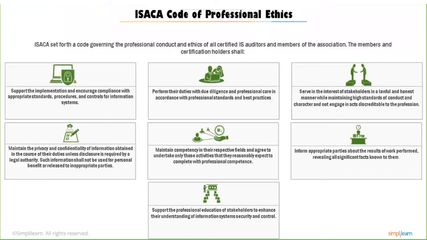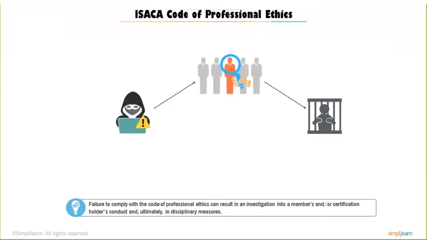Inform appropriate parties about the results of work performed, revealing all significant facts known to you. Once you do the audit, it's your responsibility to inform all the appropriate parties about the results of work performed and reveal all significant facts to them. You should not be hiding any facts. Then support the professional education of stakeholders. It is also the responsibility of the auditor to support the professional education of stakeholders to enhance the understanding of information systems, security and controls. Failure to comply with the code of professional ethics can result in an investigation into a member or certification holder and ultimately in disciplinary action.